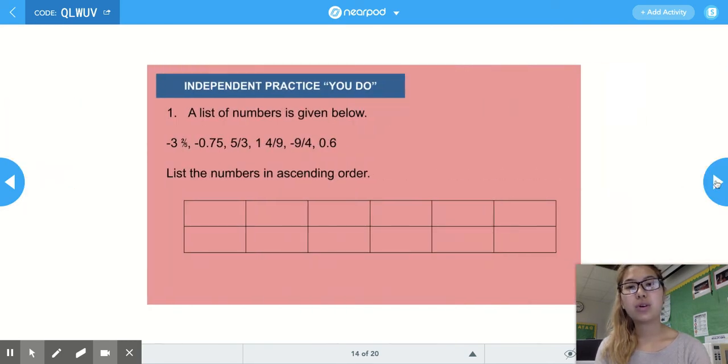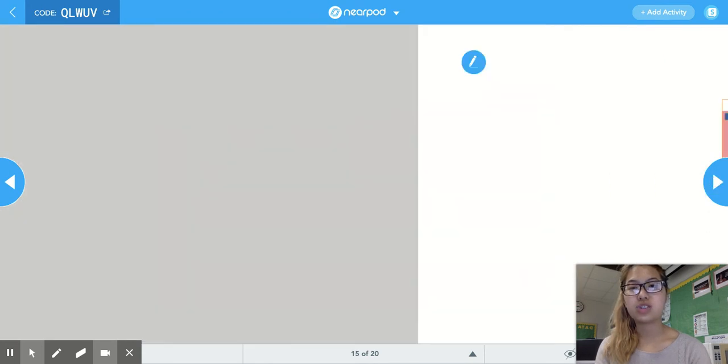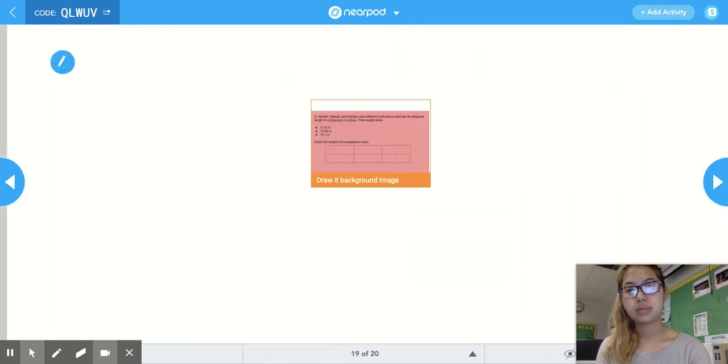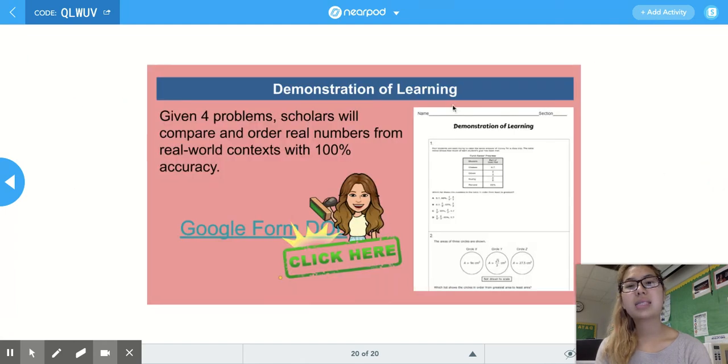Then we have several you do independent practice questions. And lastly, we have your DOL. So you're answering 4 multiple choice problems in this Google form.